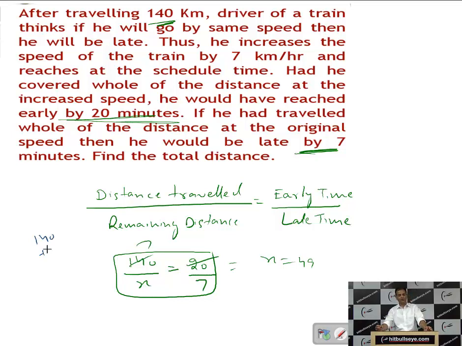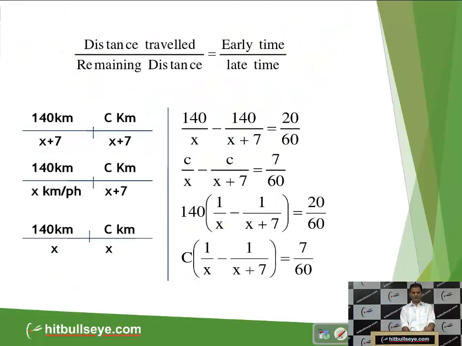So if you want to see the equation, you can go through the equation portion. Now I will try to explain why this equation works. In the first case, after traveling 140 km, let the initial speed of the driver be x km per hour. After that, he increases speed to x plus 7. I will make use of the concept of average.